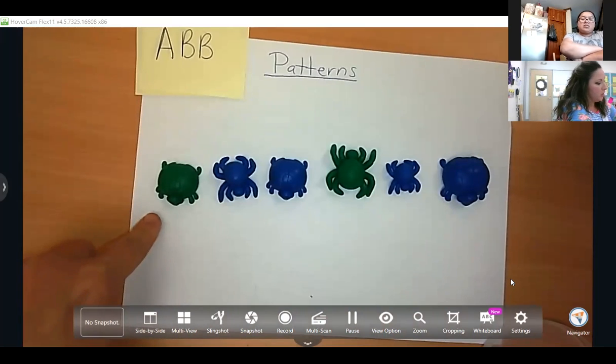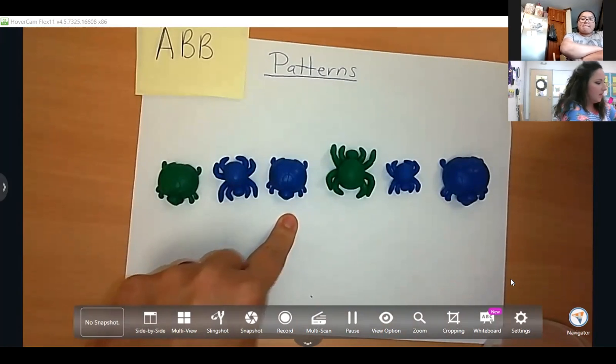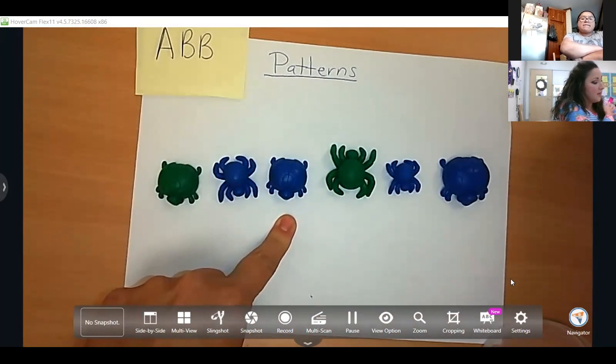Eventually, students will learn that this part, which is our ABB, that's the part that's repeating. You may have heard it referenced as a set or the chord that repeats.